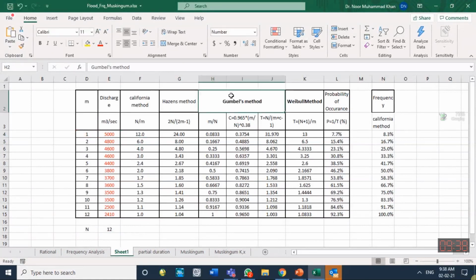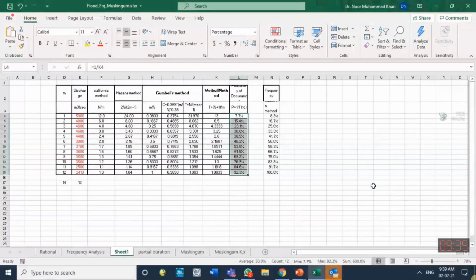For the Gumbel method, first we have to calculate the C value, and for the C value, m over n is required. So m over n is calculated, then C is calculated, and then the time period is calculated. Similarly, the Weibull method can give you the time period. If you have the time period, take the inverse of that and you get the probability. And then we can draw their curves also.